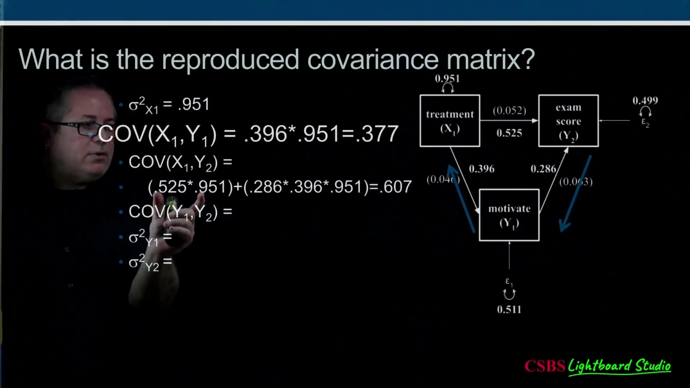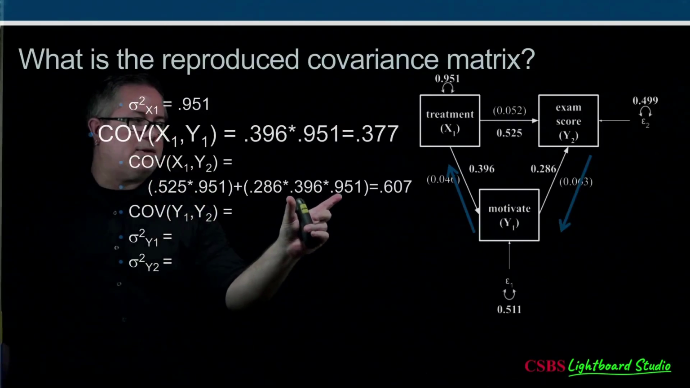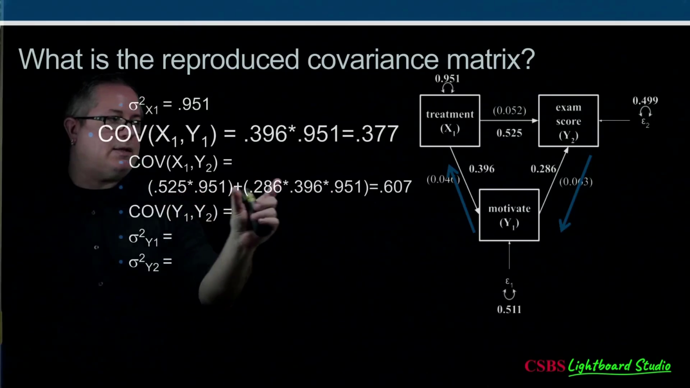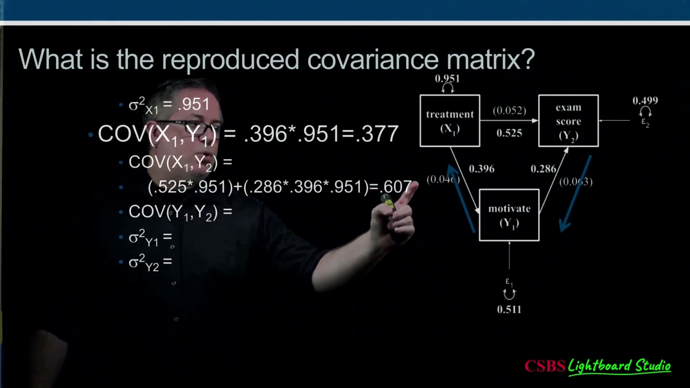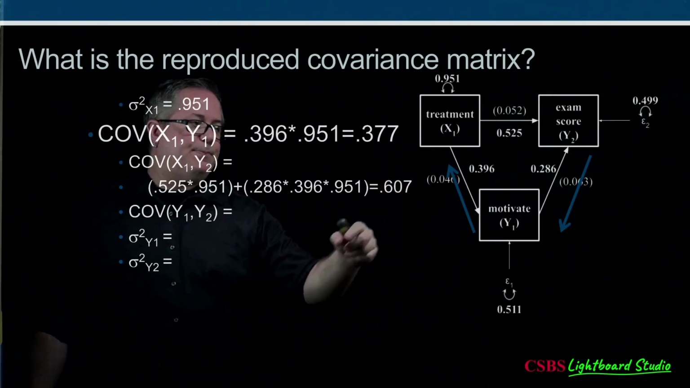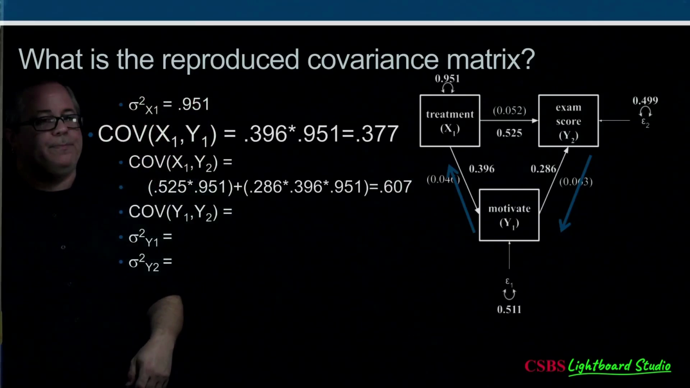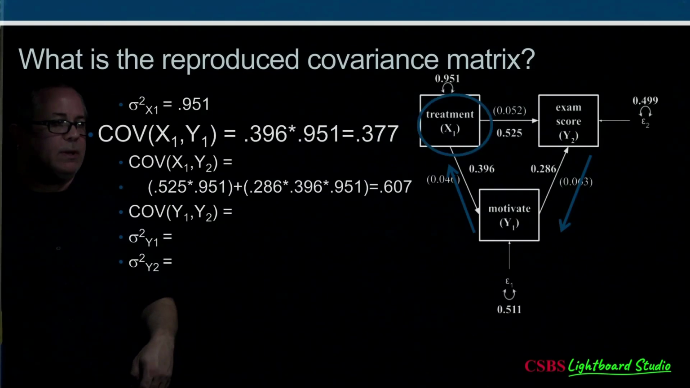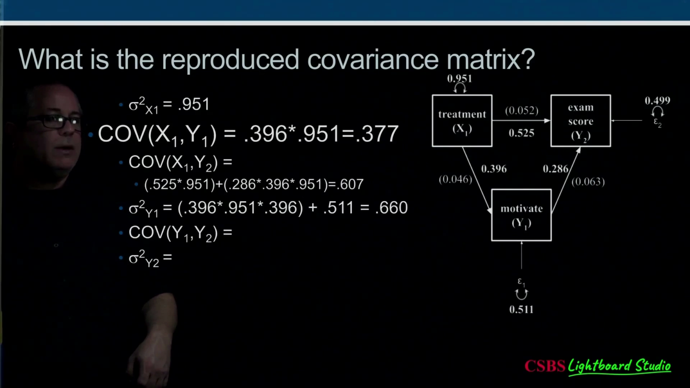So this is the direct effect. This is the indirect effect. They're just being added together, and therefore we get the total covariance between x1 and y2. The parts are good. All we're doing is tracing stuff and adding along the way, multiplying it along the way. Okay, let's go to y1 and y2.